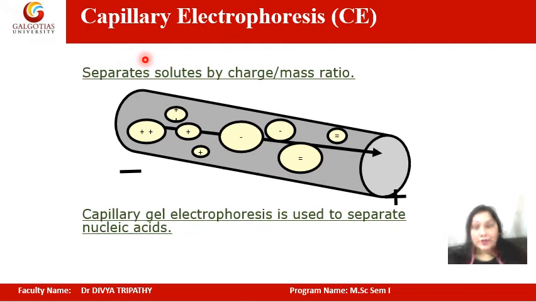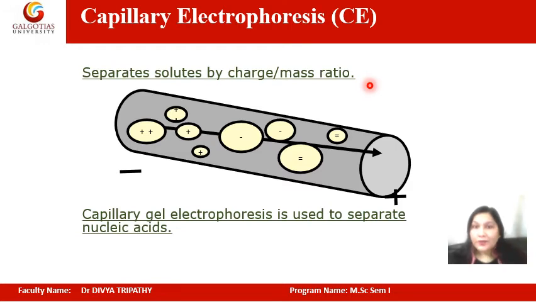The third type of electrophoresis is capillary electrophoresis, or CE. In this type of electrophoresis, separation of solutes takes place by the charge-to-mass ratio, not on the basis of charge separately, not on the basis of mass separately, but separation occurs on the basis of the charge-to-mass ratio.